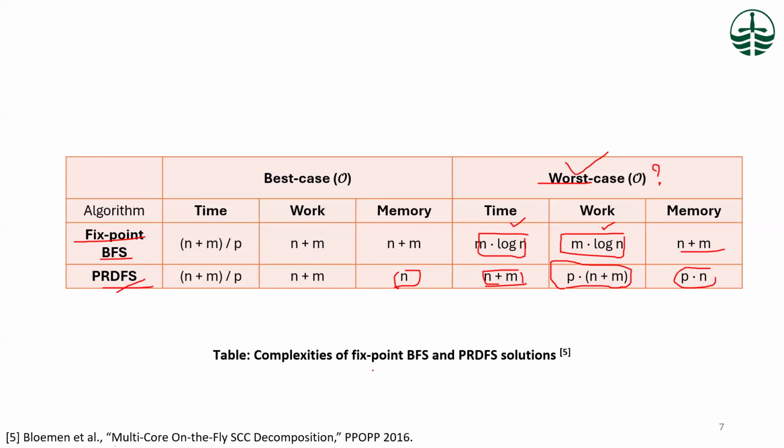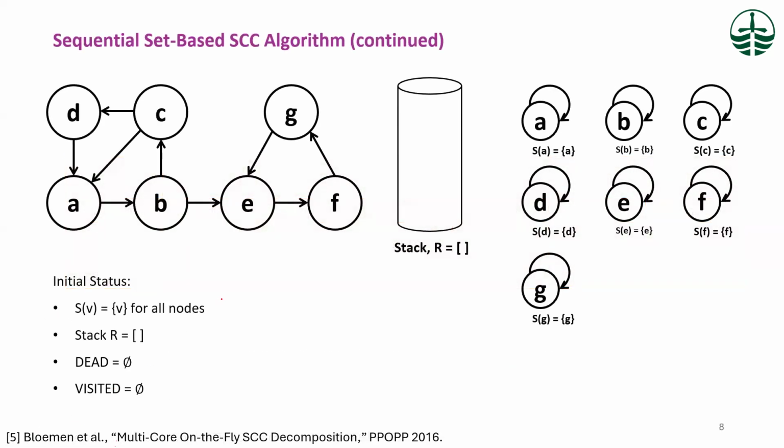Okay, thank you. Let me clean this screen first. Next. Before we go to the actual UFSCC, the parallel version of SCC exploration using the union-find data structure, let's see how it works for a sequential set-based case, when we have only one worker. Let's see how it explores.